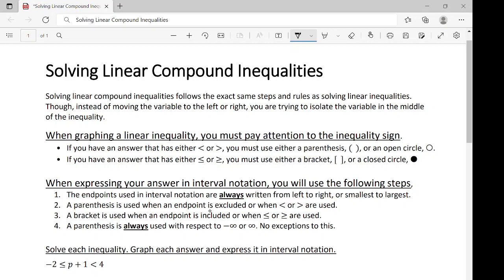In interval notation, again, you always want to do things from left to right, or smallest to largest. A parenthesis is used when the endpoint is excluded, or when you're using the less than or greater than sign. A bracket is used when you're using less than or equal to or greater than or equal to. A parenthesis is always used with respect to negative or positive infinity. You will never have an exception, but when you have these kinds of equations, it's not likely you'll ever see an infinity, but it is always a good thing to keep in mind. You'll always use parentheses for infinity.